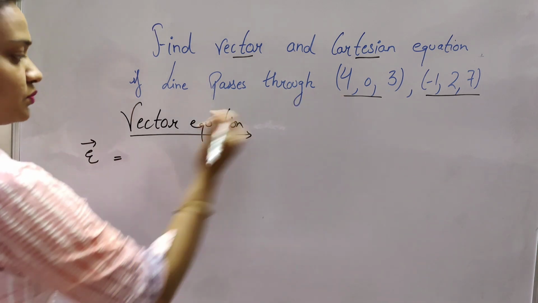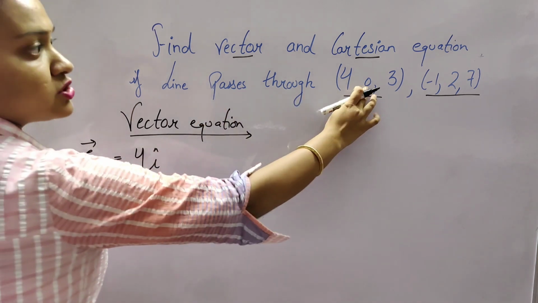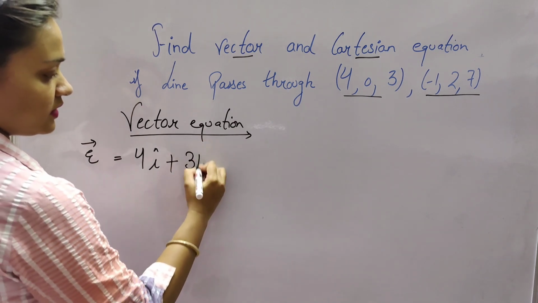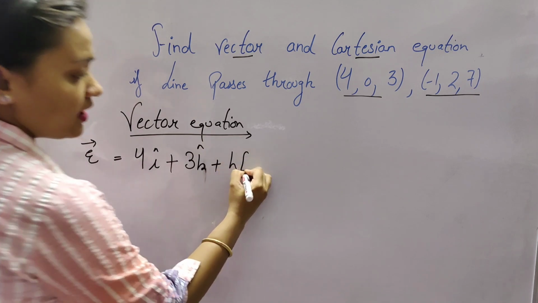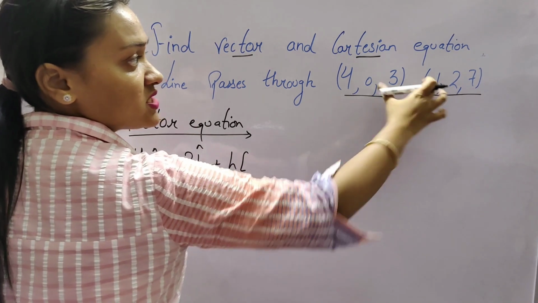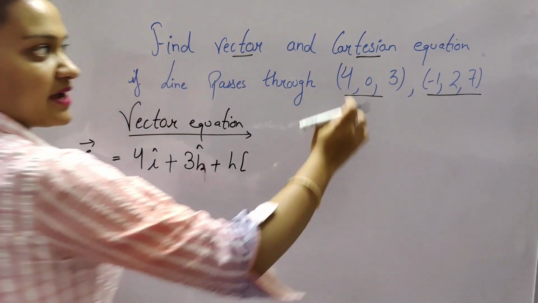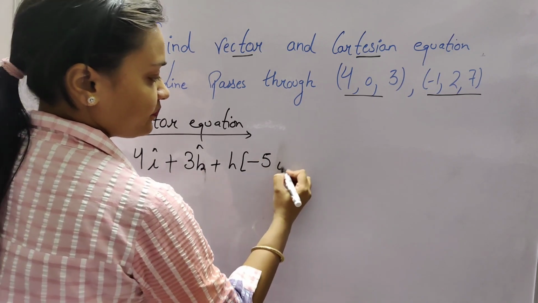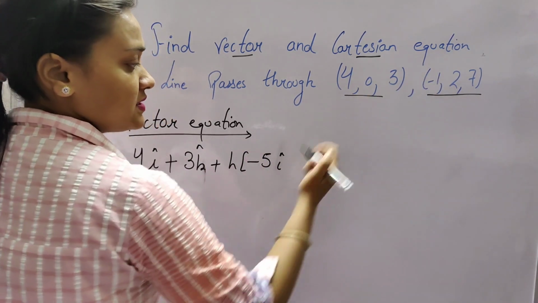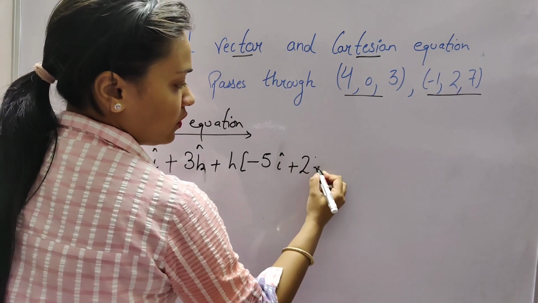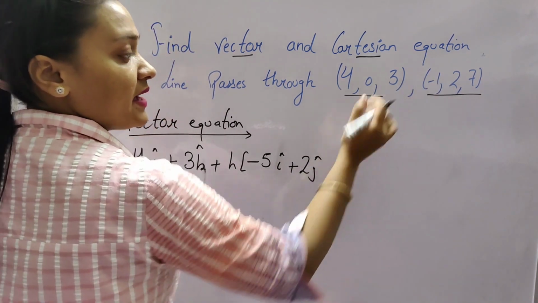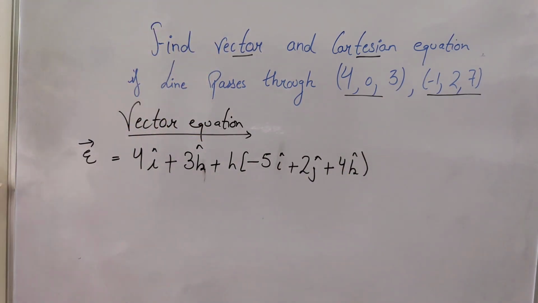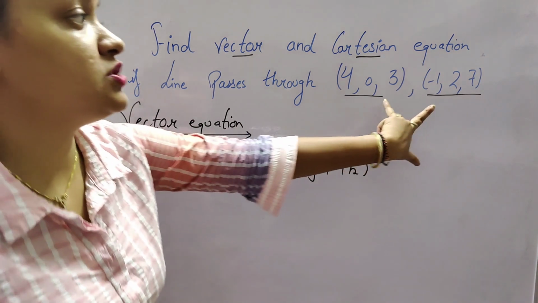r equals, firstly, the position vector 4i, then j which is 0, plus 3k, plus alpha. What we are going to do is subtract these points from these points: minus 1 minus 4 gives minus 5i, then 2 minus 0 becomes 2j, 7 minus 3 becomes 4k. So this is the vector equation formed from these two points.